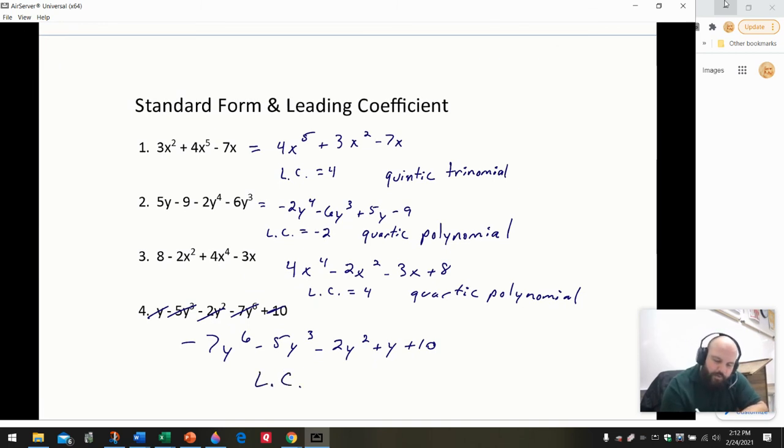The leading coefficient is negative 7. And we would call that a quintic polynomial. Nope, I lied about that. That is not a quintic. Quintic would mean it's 5. The highest power is a 6th power. I apologize. So this is kind of easy to mix up. The highest power is a 6th power, and so beyond 5th power, we just call it a 6th degree polynomial.